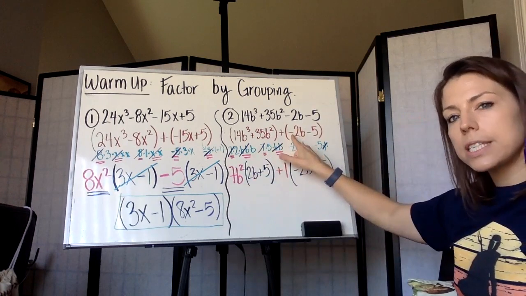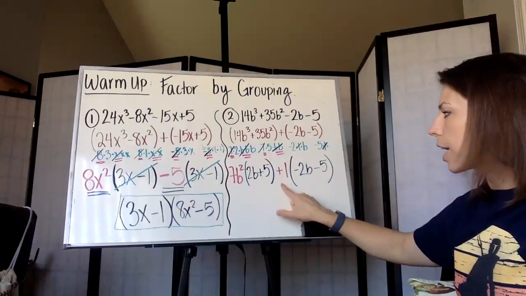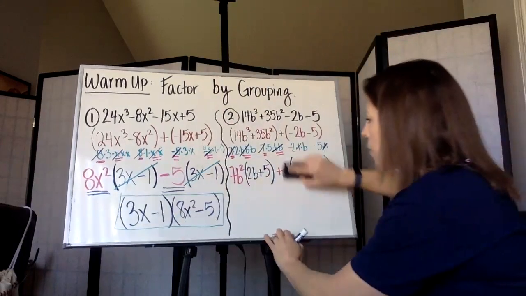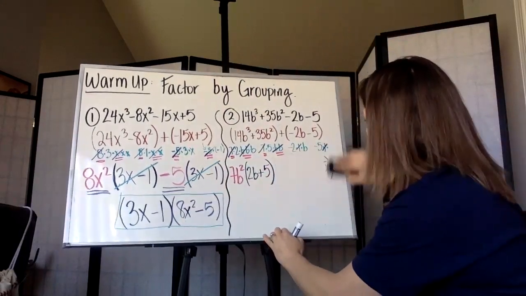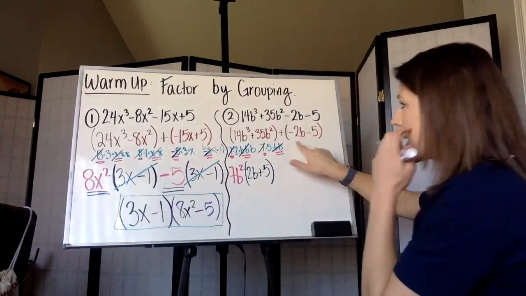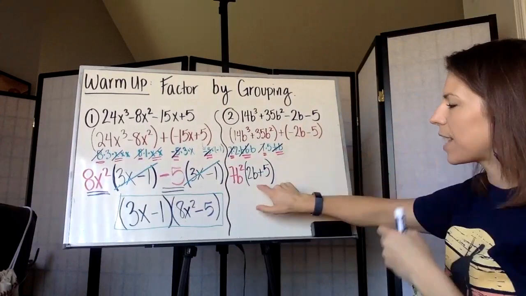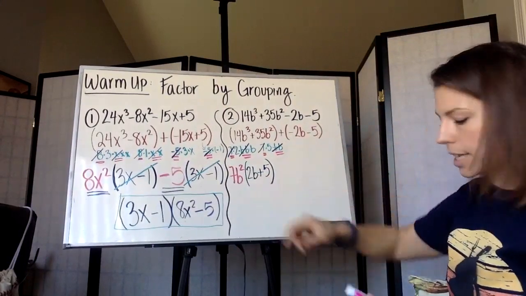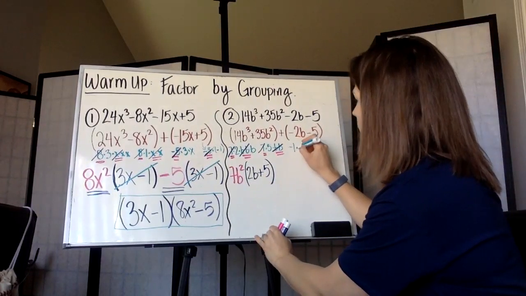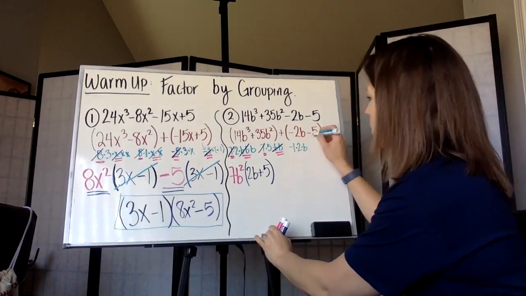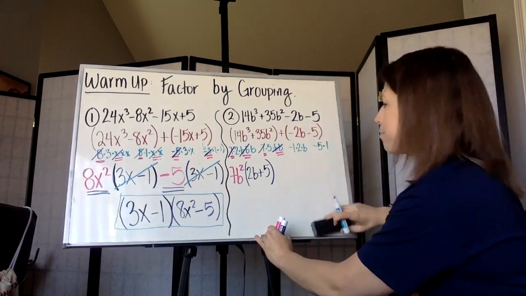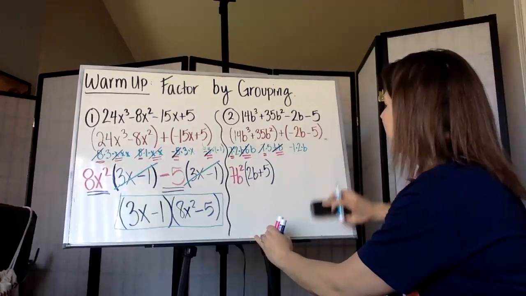If the leading coefficient is negative, what do I have to factor out here? I have to factor out a negative. So let's try that again. Even though 1 does go into -2 and -5, because this is a negative, I need it to turn into something like this. I have to factor out a -1. So this would be -1 times 2b, and -5 would be -1 times 5.